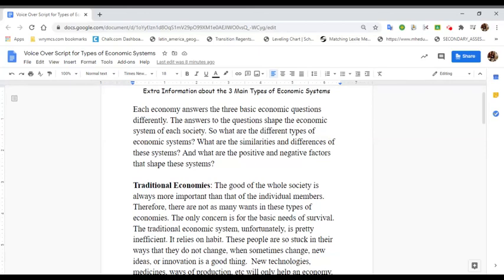Extra information about the three main types of economic systems. Each economy answers the three basic economic questions differently. The answers to the questions shape the economic system of each society. So, what are the different types of economic systems?